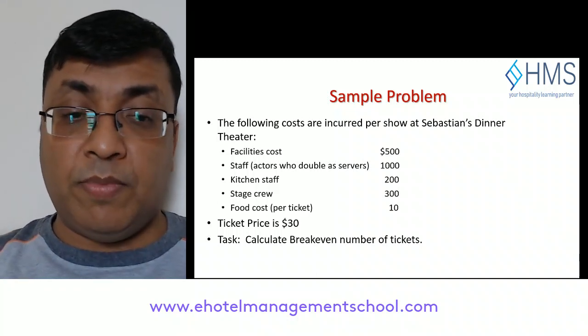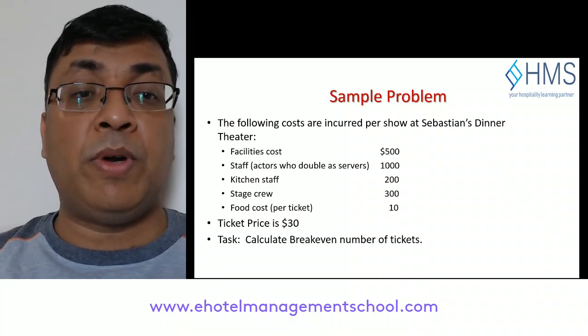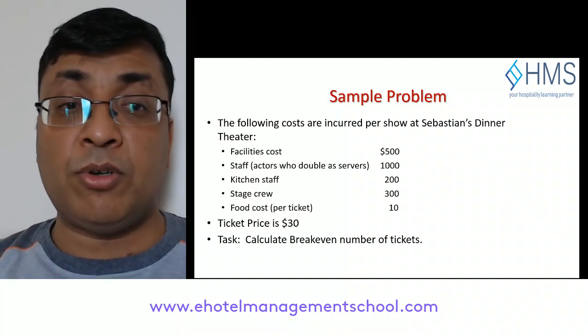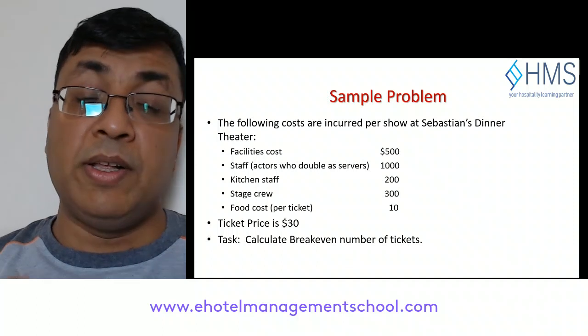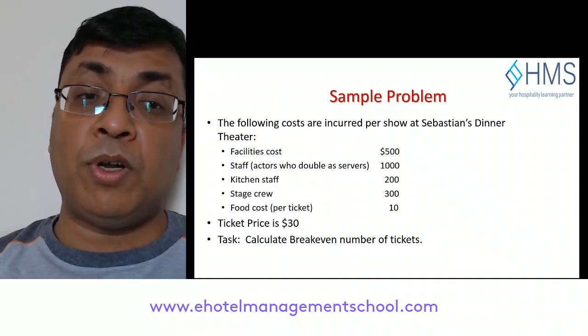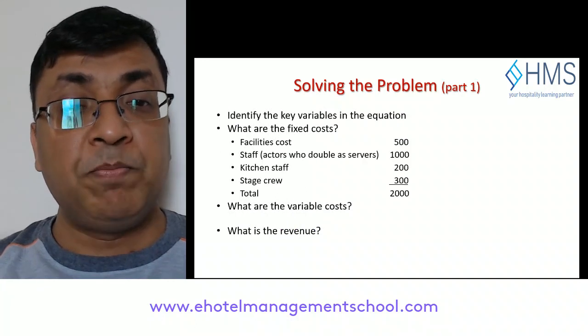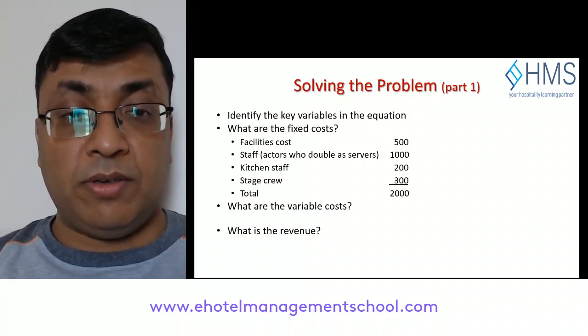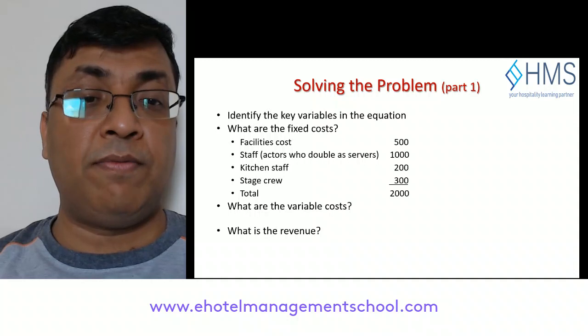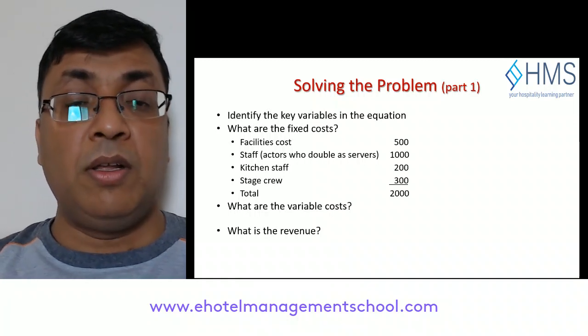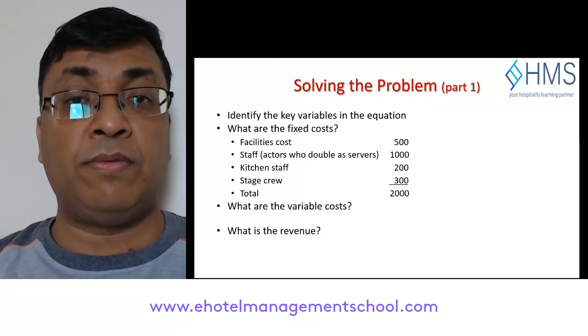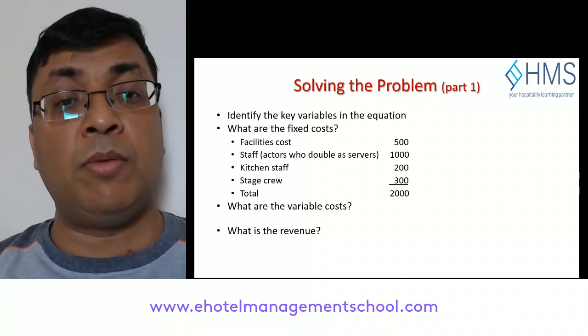The first step in this problem would be to identify what the fixed costs are. So take a moment, think about it, and choose which costs would be fixed. Here in this case, the fixed costs would be facilities cost, staff, kitchen staff, and stage crew. So the total fixed cost of the dinner is going to be 2000.